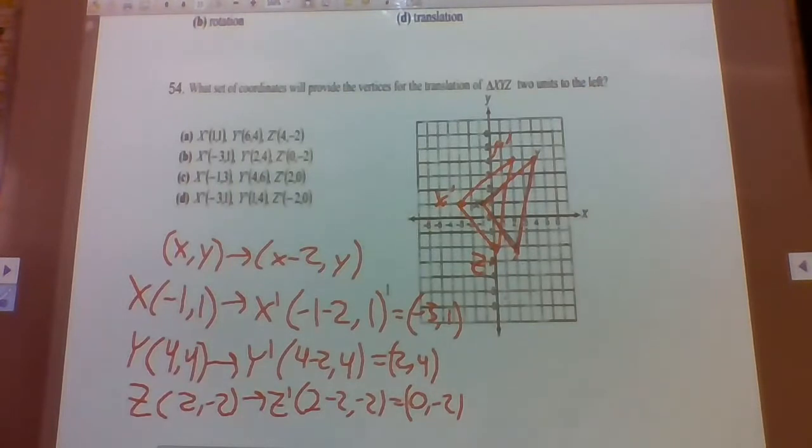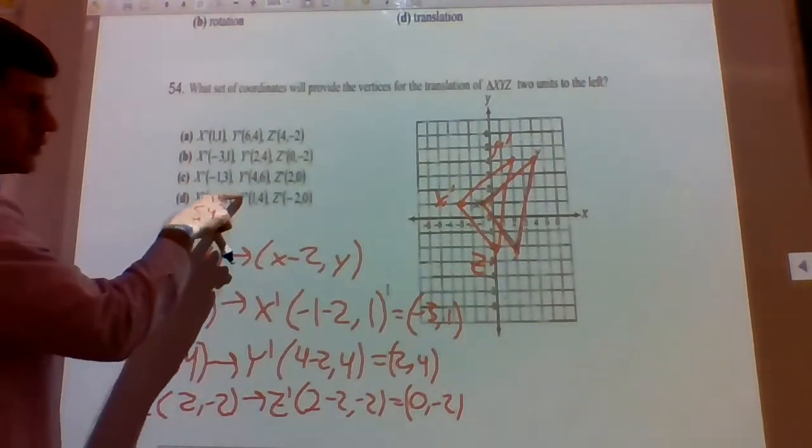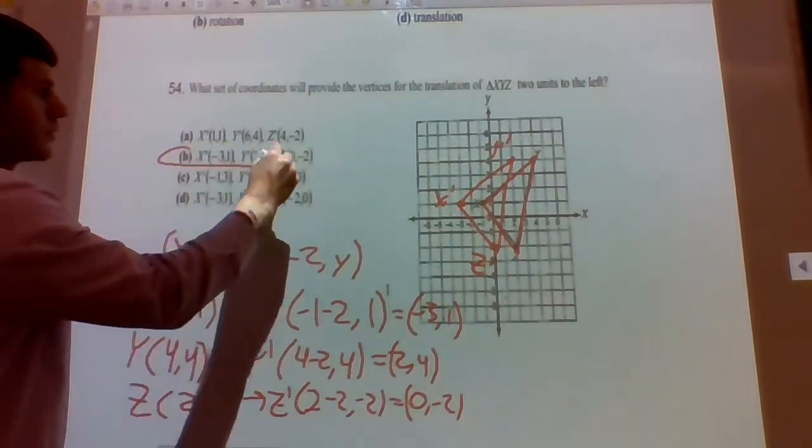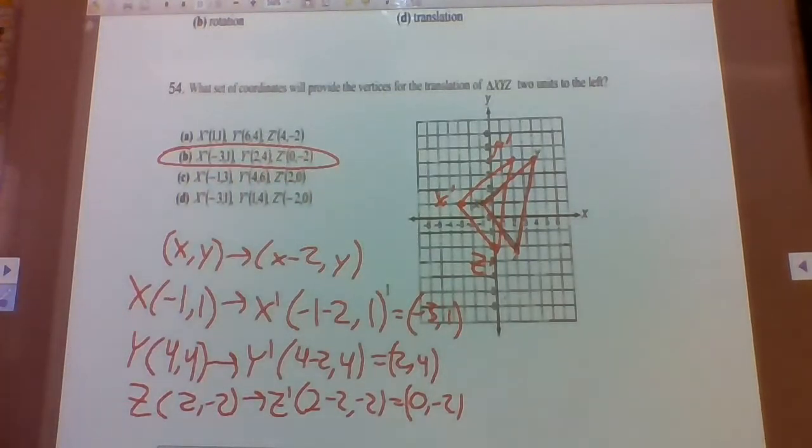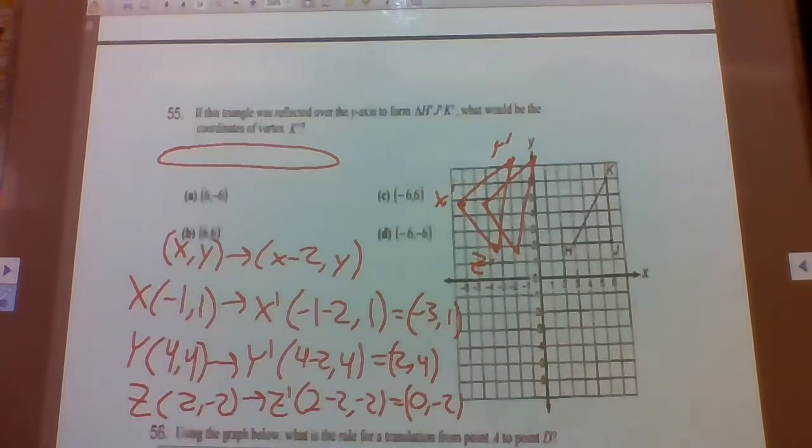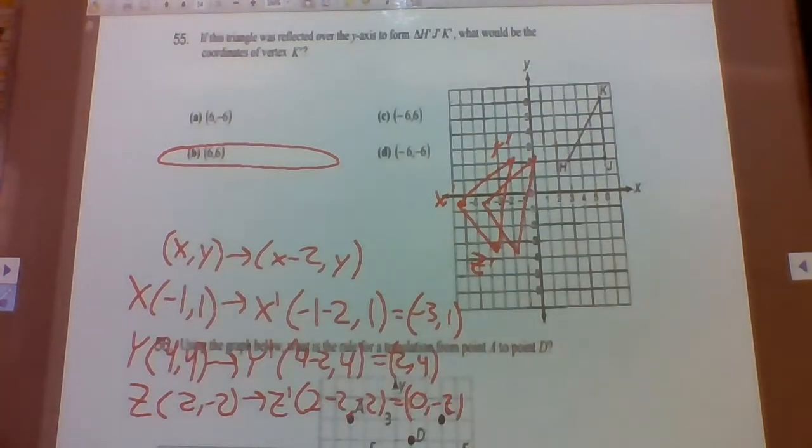So negative 3, 1, 2, 4, 0, negative 2 is going to be choice B. $55. I talked very quietly there. I'm sorry.